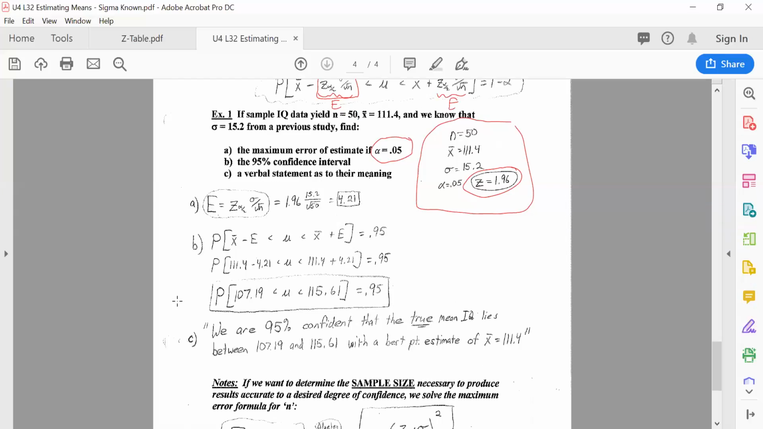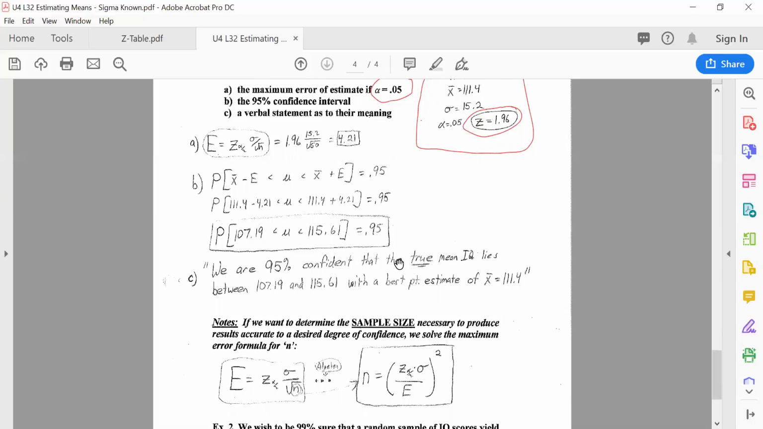Now B is super duper easy. Why? Because a confidence interval is nothing more than x bar minus e and x bar plus e. So to make my 95% confidence interval, I do 111.4 minus 4.21 less than mu less than 111.4 plus 4.21. After all that Greek alphabet soup during the lesson, look how not bad this is, equals 0.95. And then you get an interval that goes from 107.19 up to 115.61, and you are done.